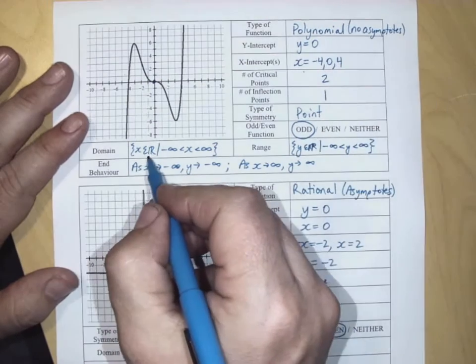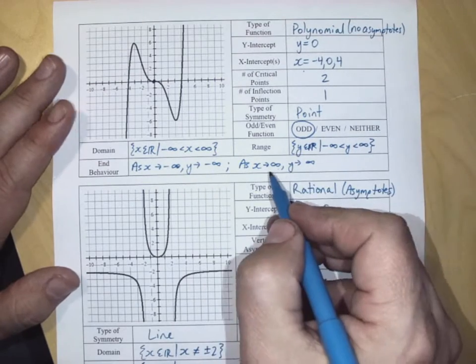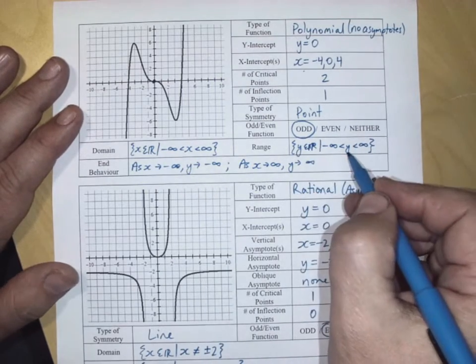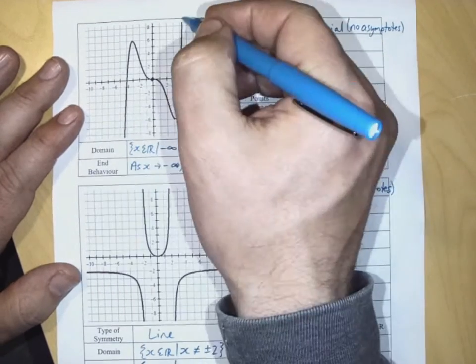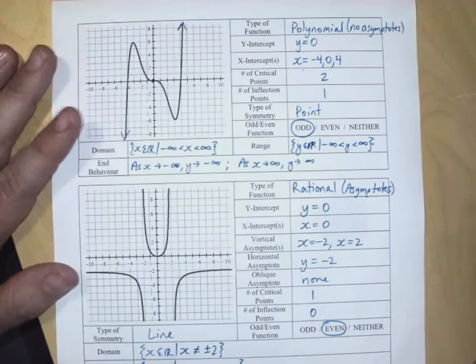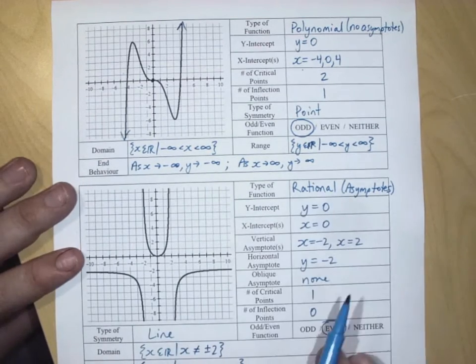The domain is x such that x can be anything between negative and positive infinity, and the range is y such that y can be anything between negative and positive infinity, since it opens down and opens up. There are arrows on the ends here. End behavior is as such, and you can figure that out yourself.